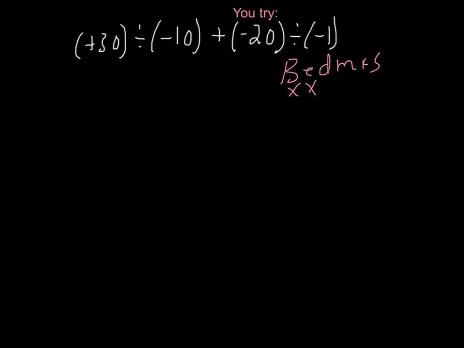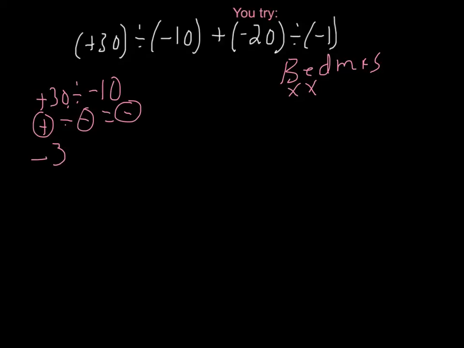So, when we look at it, we've got a positive 30 being divided by a negative 10. Look at our sign rule. We've got a positive being divided by a negative. Different signs, so we know the answer has got to be negative. Then we do the work. 30 divided by 10 is 3. So we've got a negative 3 there.